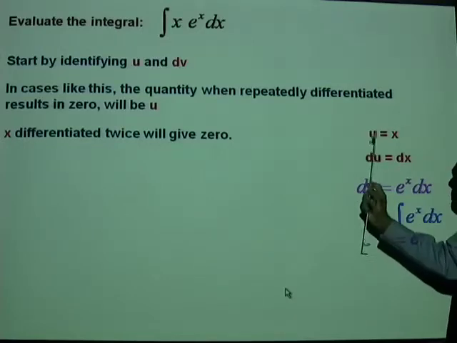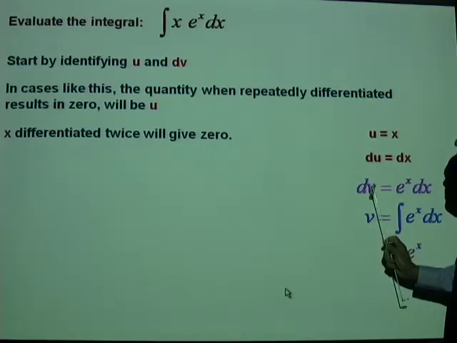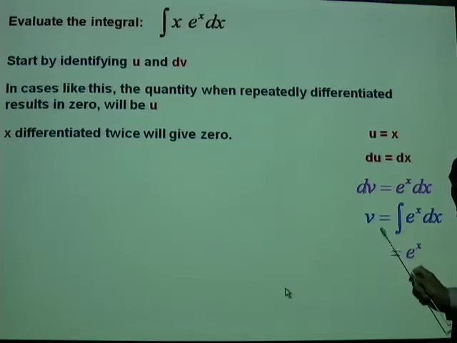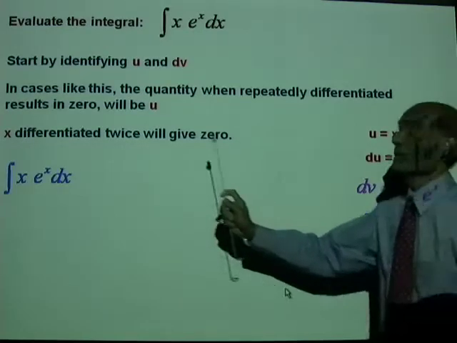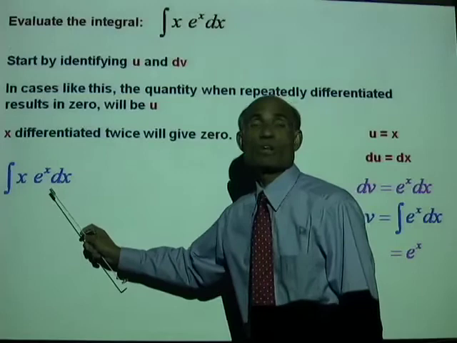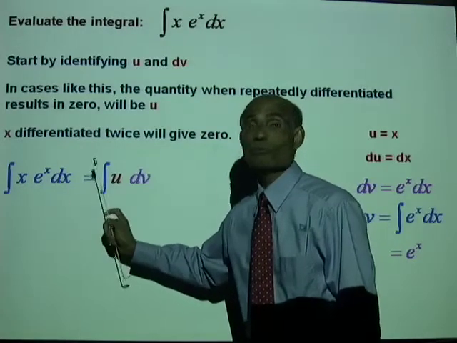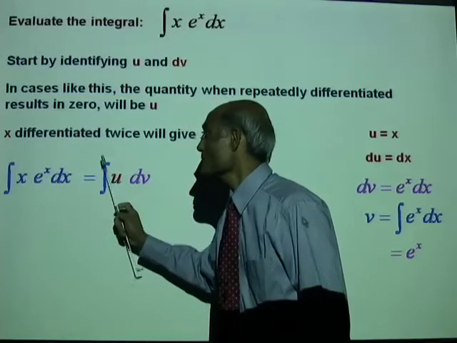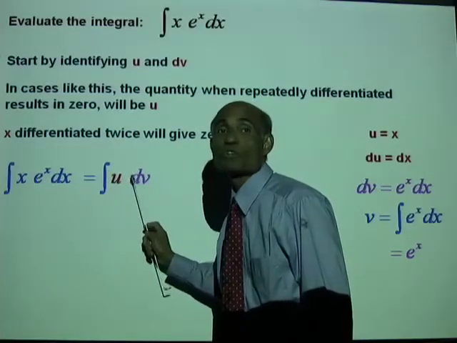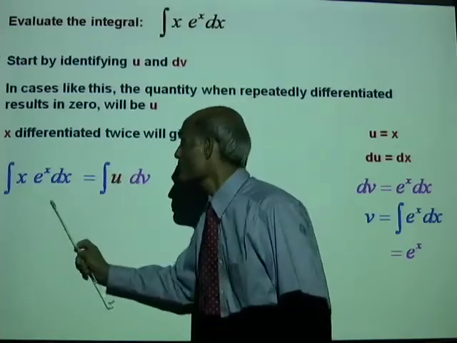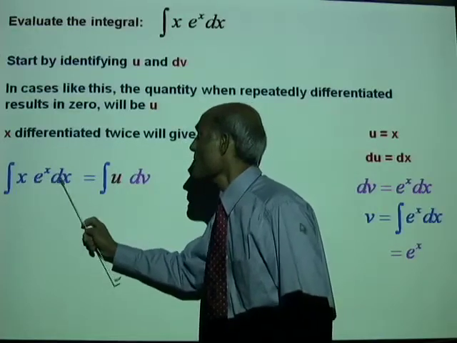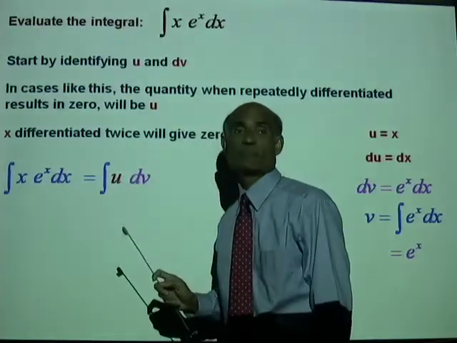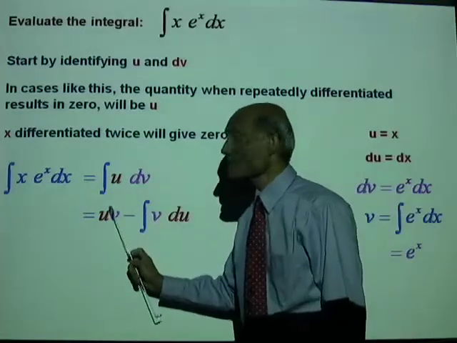So we have u, we have du, we have dv, and we have v. We can now write this integral using the form that we have. Integral x e to the power of x dx is integral u dv. X is our u, e to the power of x dx is our dv. And what is that integral equal to?